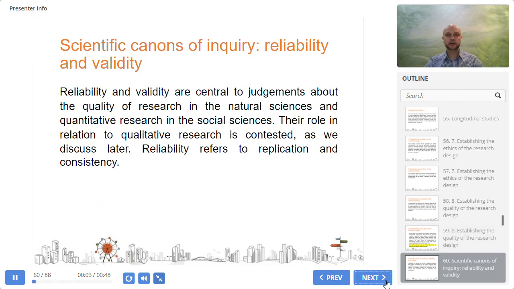Scientific canons of inquiry, reliability and validity. Reliability and validity are central to judgments about the quality of research in the natural sciences and quantitative research in the social sciences. Their role in relation to qualitative research is contested, as I will discuss later. Reliability refers to replication and consistency. If a researcher is able to replicate an earlier research design and achieve the same findings, then that research would be seen as being reliable. In a sense, validity refers to the appropriateness of the measures used, accuracy of the analysis of the results, and generalizability of the findings.